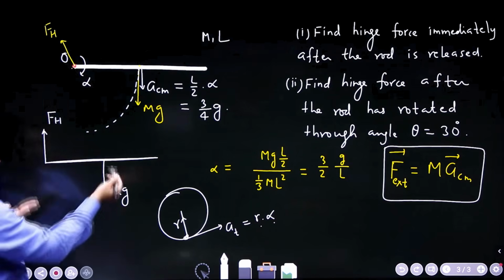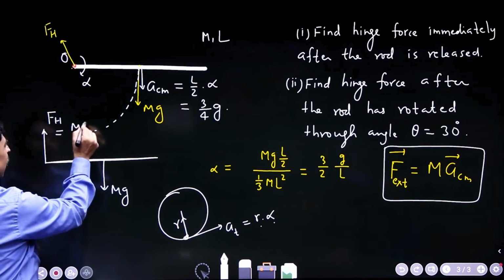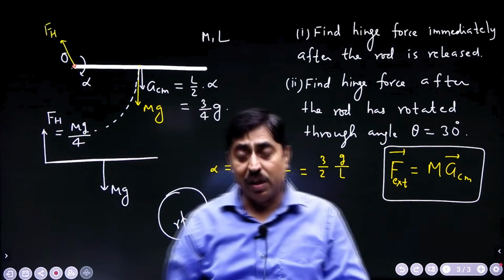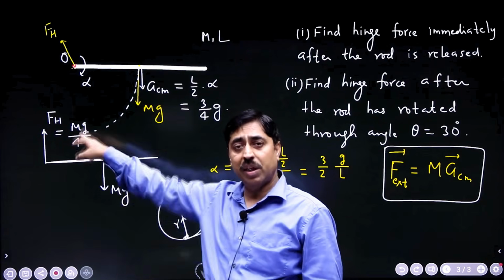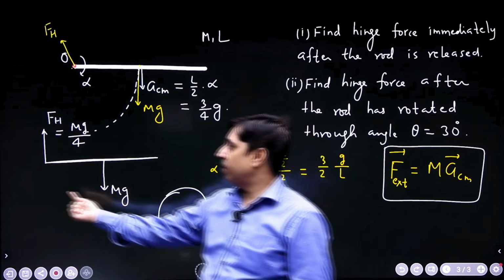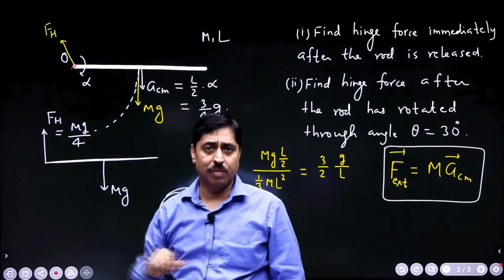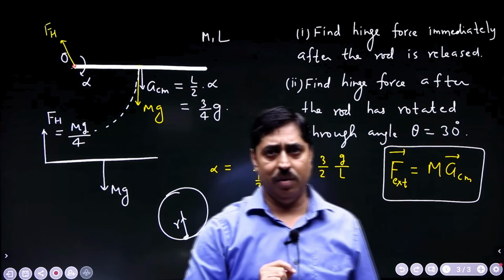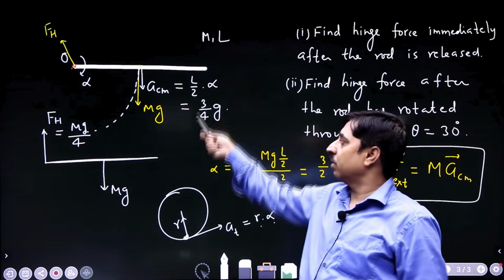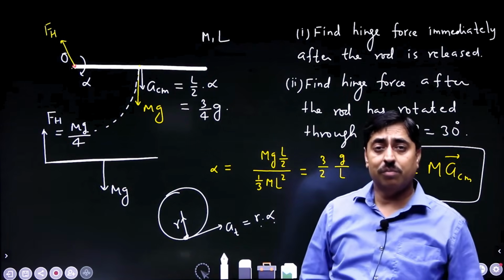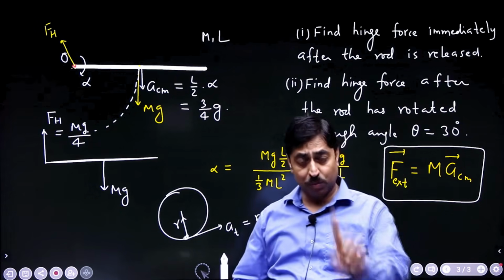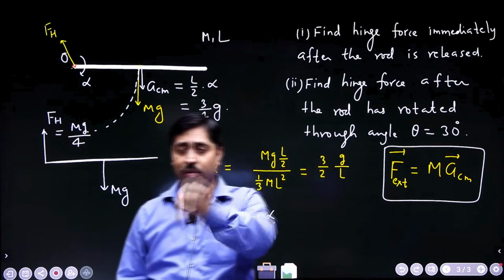How much is this force? You can make an elementary calculation that this is mg by 4. If the hinge applies a force of mg by 4, then the net force acting on the rod in downward direction will be mg minus mg by 4, which is 3 by 4 mg. So, if 3 by 4 mg is the net downward force, the acceleration of center of mass will be 3 by 4 g, that is, the force divided by mass. So, this is the acceleration of center of mass. This is possible only when the hinge applies an upward force of mg by 4.